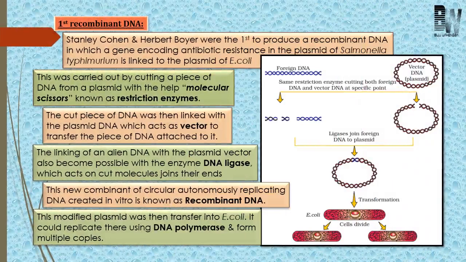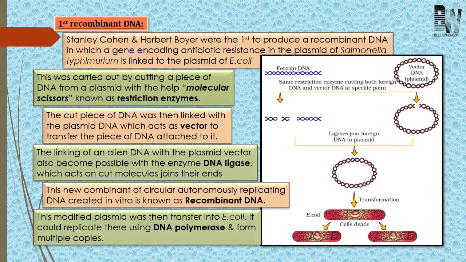Now let's see how recombinant DNA technology is performed by taking one example. Here a bacterium by the name Salmonella typhimurium is resistant to a particular antibiotic. On the other hand, another bacterium by the name E. coli is not resistant to that particular antibiotic. So through biotechnology, we are going to make this E. coli resistant to the antibiotic. Let's see how this process takes place.